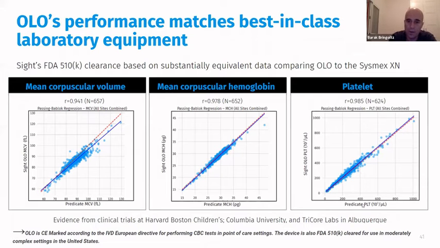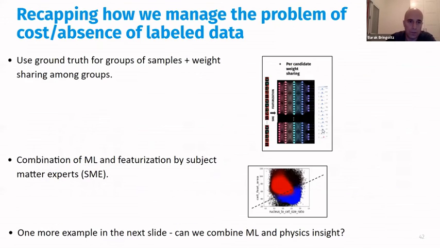Okay, so if I recap this part of the talk, what I wanted to bring through is that the way we solved the absence of labeled data, or the fact that it would have been very costly to label each individual image, is by using as ground truth numbers that represent the statistics of a group of samples, and added some weight sharing to state that the members of the groups should all have the same weight, same featurization, for example.